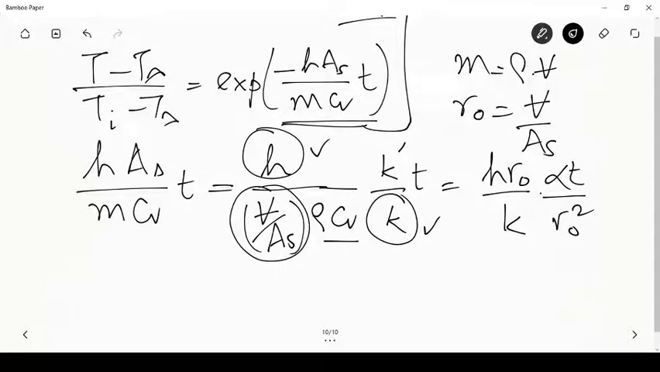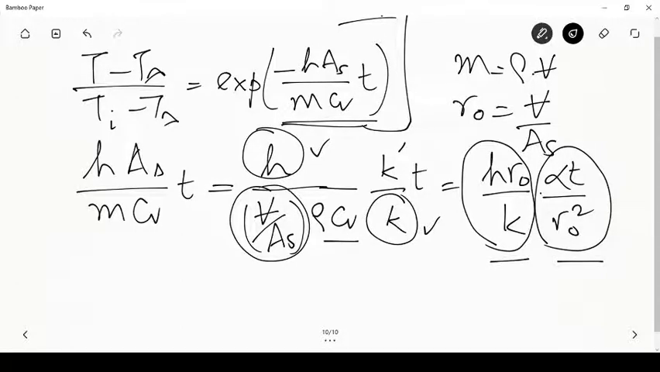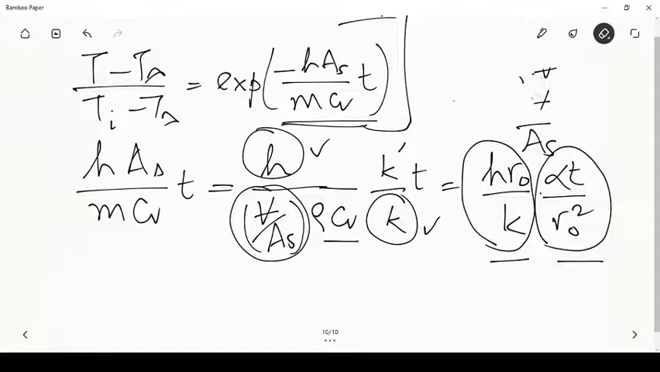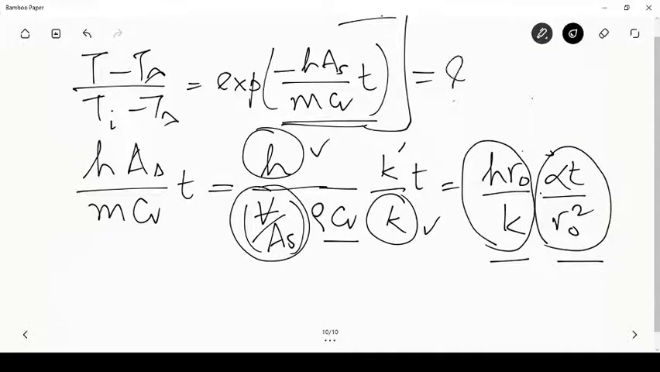Okay, so this is quite interesting because h r naught by k is your Biot number and alpha t by r naught square is your Fourier number. So your solution is actually a negative of Biot number into Fourier number in the exponent. Let me just write that here by erasing this so that I can use the same space. If I use that, then this becomes equal to exponent of minus Biot number into Fourier number.